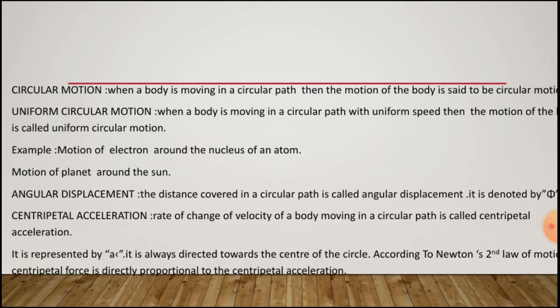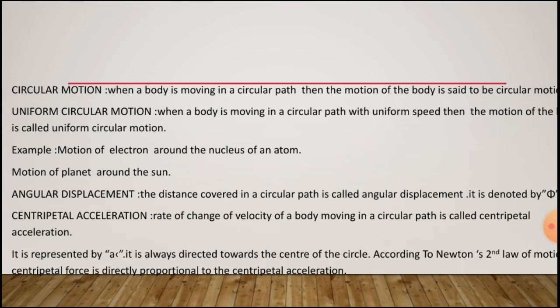Centripetal acceleration. We know that when a body is moving in a circular path, at every moment it changes its direction, so it changes its velocity. The rate of change of velocity of a body moving in a circular path is said to be centripetal acceleration. It is always directed toward the center of the circle and is represented by AC: A for acceleration, C for centripetal.